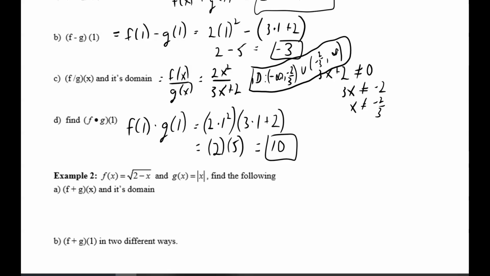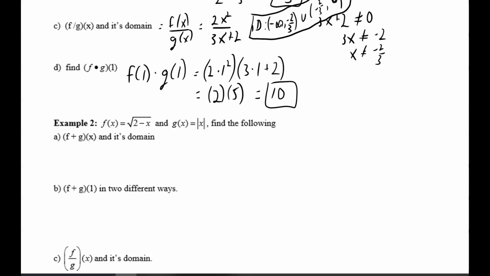Let's look at another set of functions here. These are more interesting functions, square roots and absolute values. Now we're going to do f plus g of x and find the domain of this one. We still just add these functions. The input is still just x, so we're going to have a variable expression as our answer. It's just going to be f of x plus g of x, which is just the square root of 2 minus x, plus g of x, which is the absolute value of x.